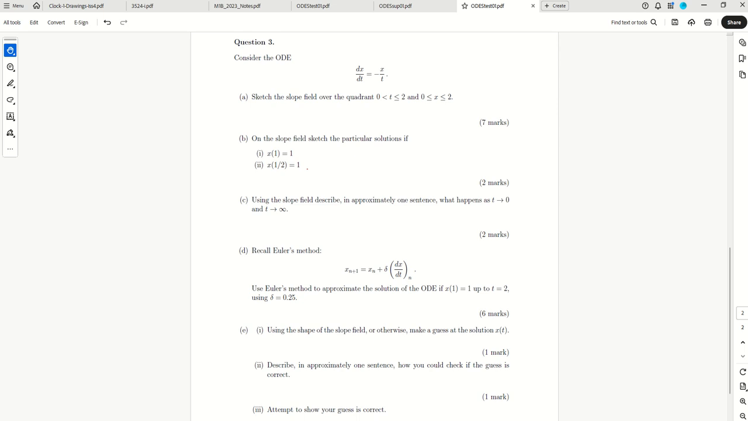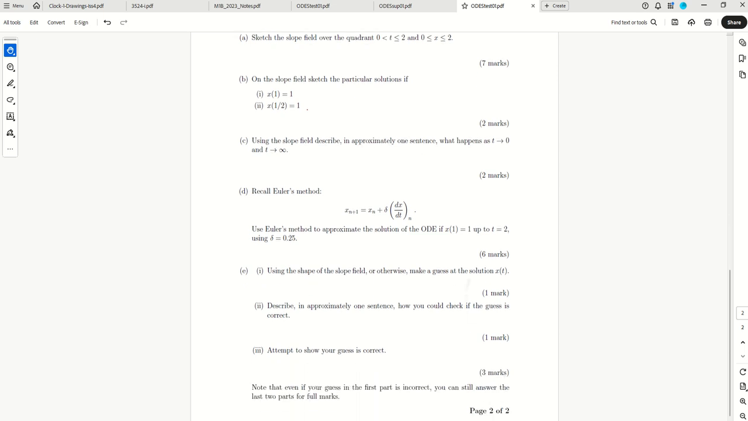Well, the only way you can check the solution of an analytic problem is to substitute it and see if it works. Right, so we're going to substitute our guess into our solution and see if we get the ODE satisfied, right? There's no way we can use Euler's method or graphical methods or any approximate method to check if our solution is correct or not. That only tells us if our solution is approximately correct. All right, 3, the last part. Attempt to show your guess is correct. So actually do what you were asked to do in the previous part, or what you propose in the previous part.